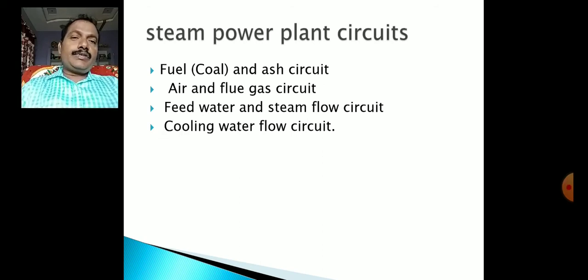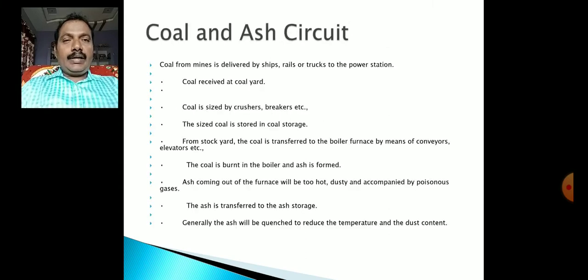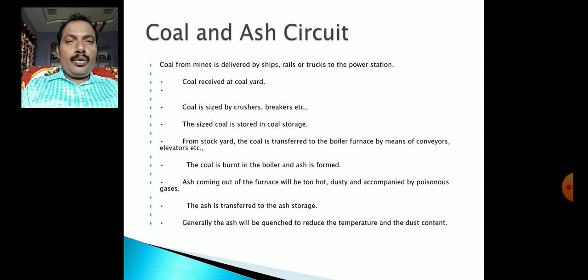So these are the four circuits we have identified by considering two block diagrams. You can either learn that diagram or this diagram, both are the same. Let us consider the function of the coal and ash circuit, the first circuit. Coal from mines is delivered by ships, rails, or trucks to the power station. From the coal mines, the coal is transported to the power station site, and the coal is received at the coal yard.